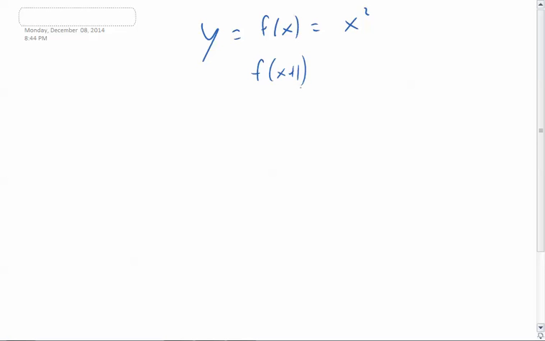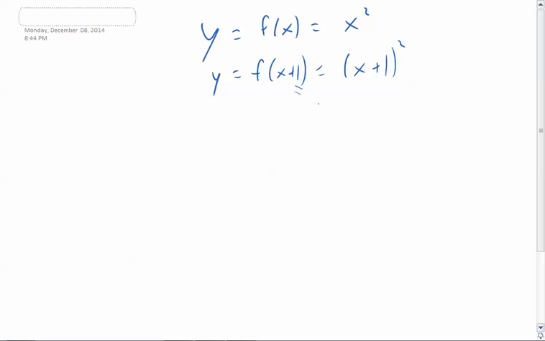Now we already know that this is going to shift it to the left, which is kind of counterintuitive. We're thinking, well, it's plus 1, it should go to the right. So what's going to happen here is if I do this, I'm going to get x plus 1 squared. Now I'm going to set this equal to the new y here, and what's going to happen to this y if I do that? Well, if I follow along here, y is equal to x plus 1 squared.